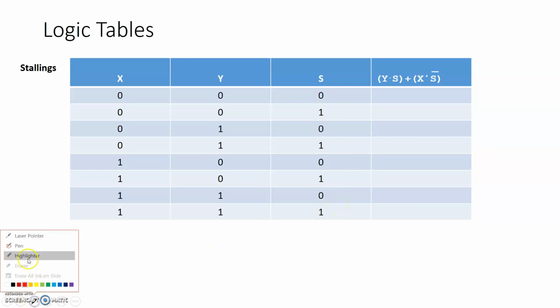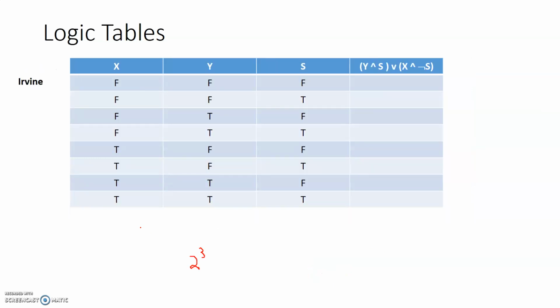And when we later get to one that is going to have 4 inputs, 2 to the 4 is 16. And guess what? It's going to look like the 4-bit binary for the hex. Okay.